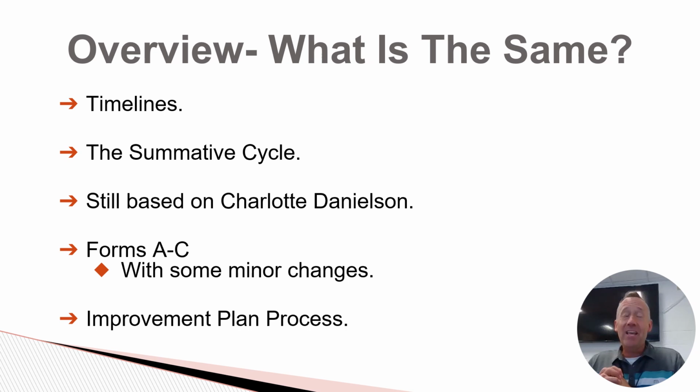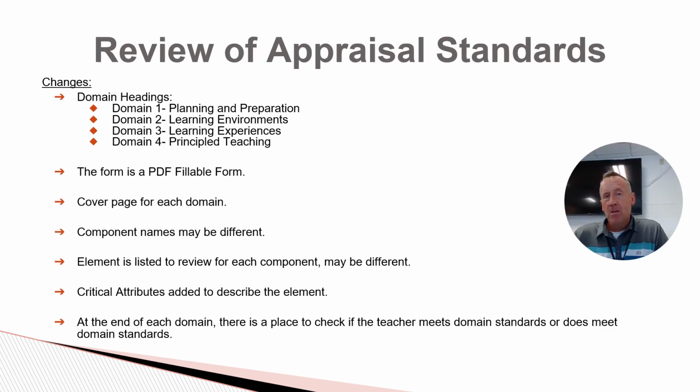So what's the same? The timelines are the same. The summative cycle is the same. We're still using Charlotte Danielson. And really forms A through C are the same. There's just a couple little tweaks, which I'll show you. And then if you were to be on an improvement plan process, it's the same process that they followed in the past. So the biggest changes you're going to notice are with appraisal standards. And because of that, I put a paper copy in your mailboxes for you to review. We'll go over some of them right now and kind of show you the document a little bit.